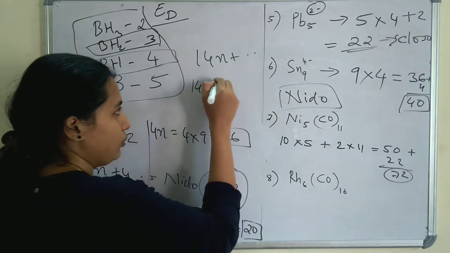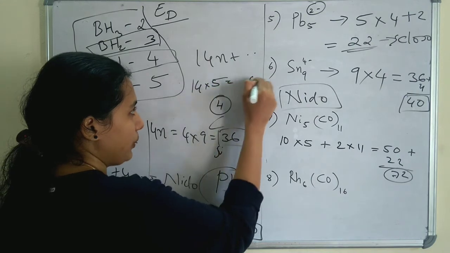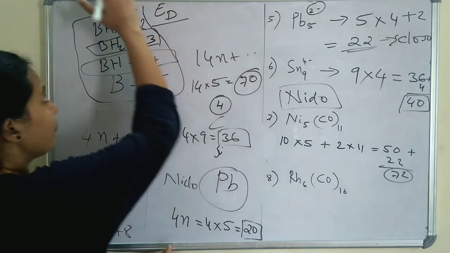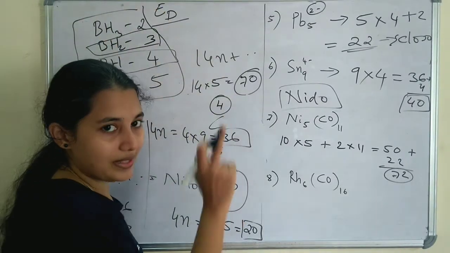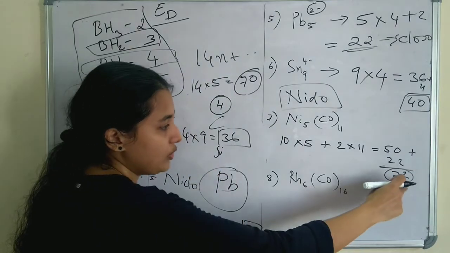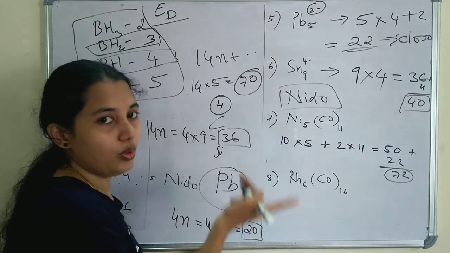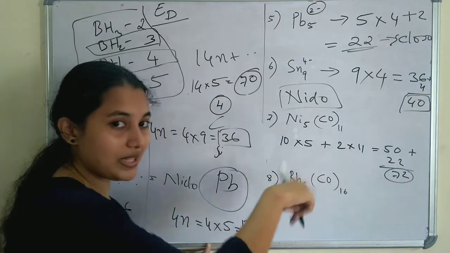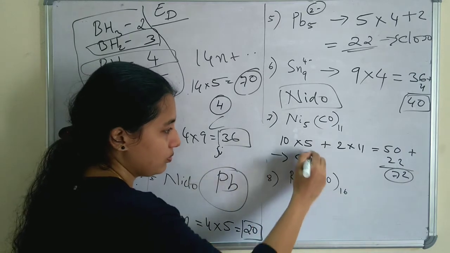n is 5, so 14 into 5: 5 fours are 20, 2 balance, 1 fives are 5, so 70. So we got 14n as 70. Then 72 minus 70 is 2. So 14n plus 2 gives 72. Plus 2 means closo.